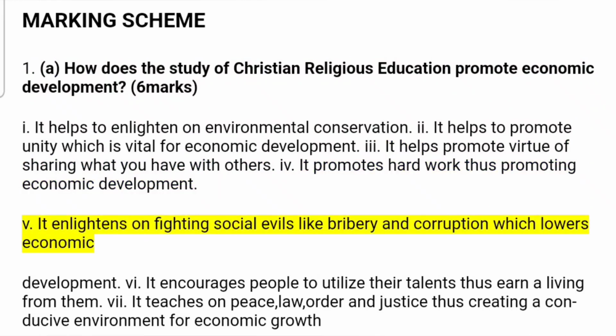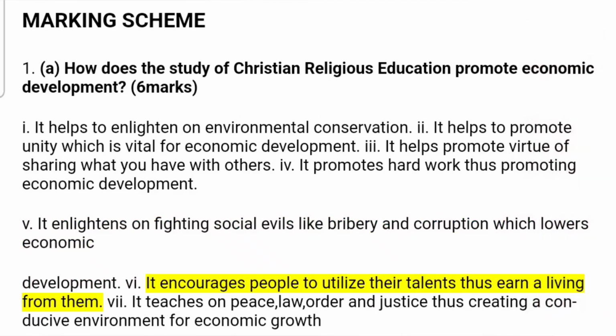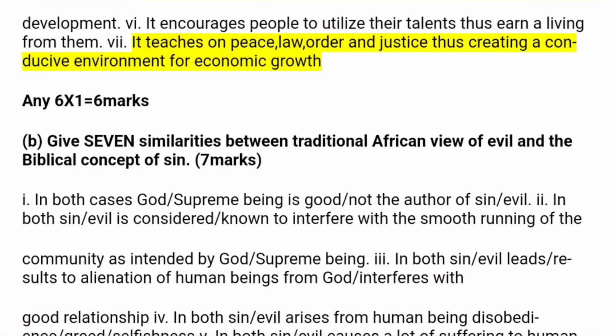v. It enlightens on fighting social evils like bribery and corruption, which lowers economic development. vi. It encourages people to utilize their talents, thus earn a living from them. vii. It teaches on peace, law, order, and justice, thus creating a conducive environment for economic growth. Any 6 x 1 equals 6 marks.